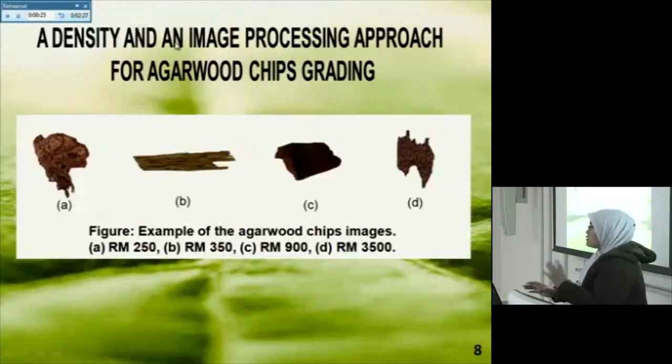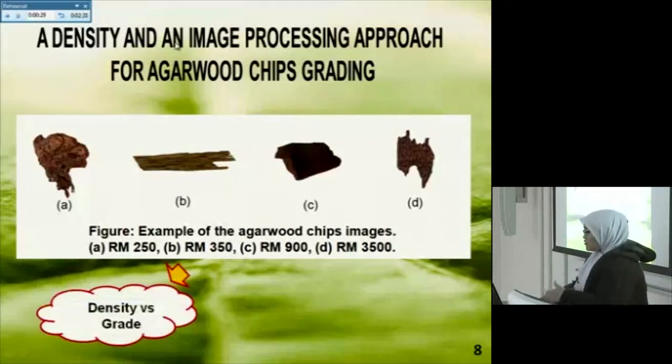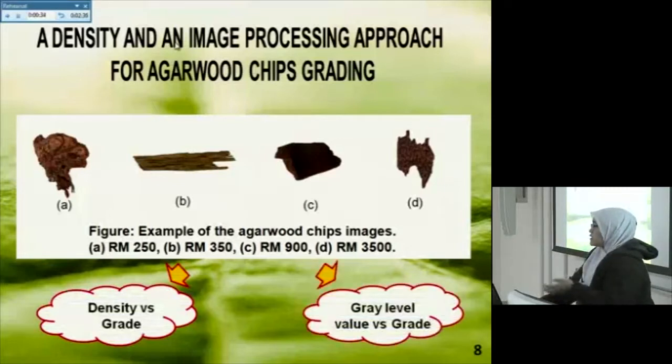Based on that, we tried to get the correlation between the density and also the gray level value, and compare with the grades that they use manually. In this study, we found that the gray level value gave better results compared to the density. So further study has been done by other students regarding agarwood chips grading.